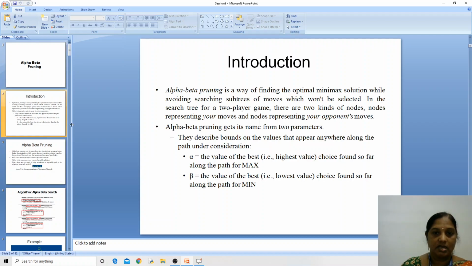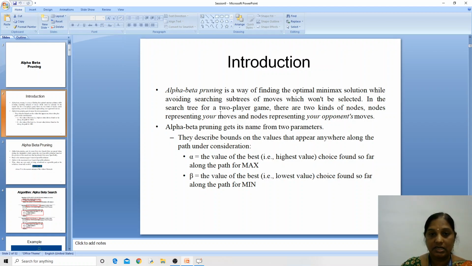Let me give an introduction to alpha beta pruning. Alpha beta pruning is a way of finding the optimal min-max solution. Why are we going for alpha beta pruning? To reduce the drawback of the min-max algorithm. What is that drawback? The min-max algorithm explores each and every node even though exploring the node is not necessary. If you explore like that, automatically the time complexity is going to increase. Because of that reason, we are going for alpha beta pruning.